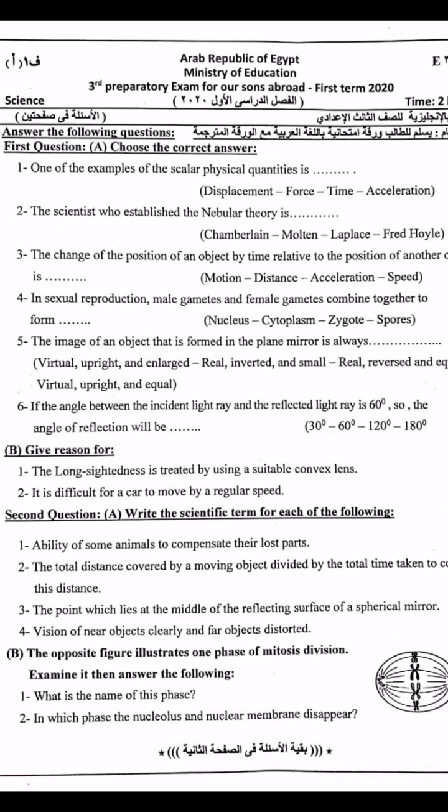Number 2, it is difficult for a car to move by a regular speed. The answer is it is difficult to move by regular speed in streets due to the condition of the street and the traffic.